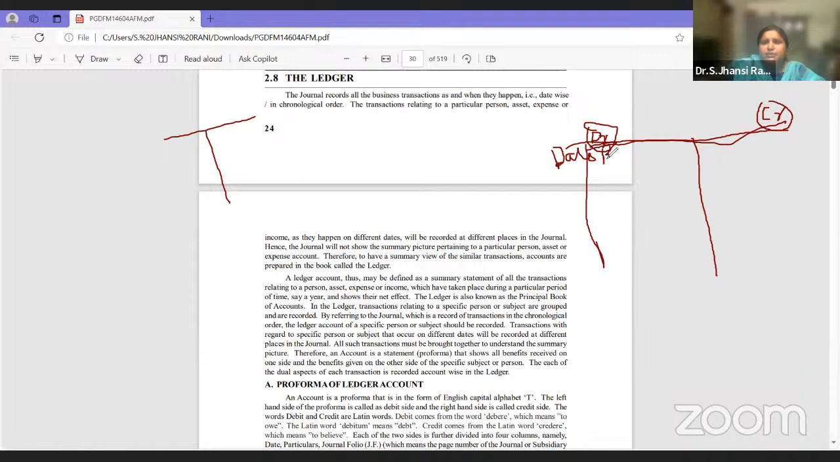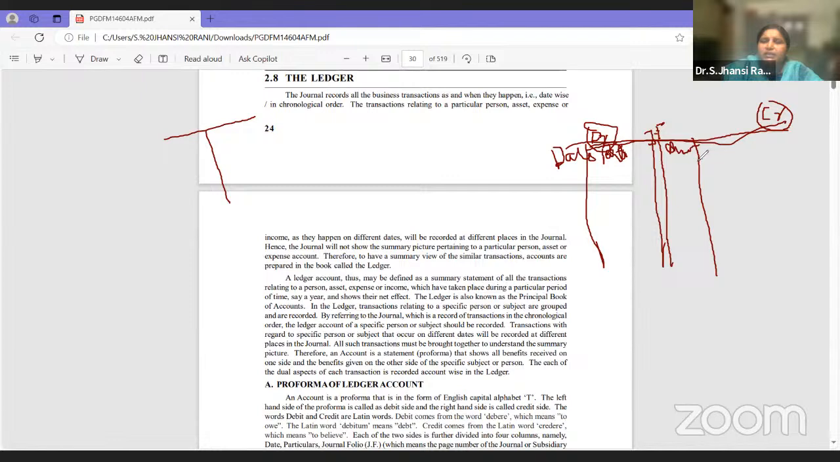And the format will be, the first will be the date column. Next would be the particulars column. And the next column would be the JF number. JF number means journal folio number. This journal folio is nothing but the number of the journal entry we have written just now, and we write that number here. For example, if cash came many times, whatever number we allotted, we write here. So it will be easy for us to look it up for reference. So: date, particulars column, journal folio number, and the amount column.